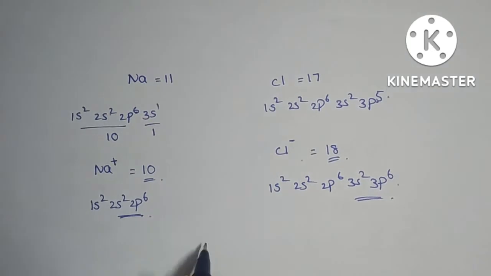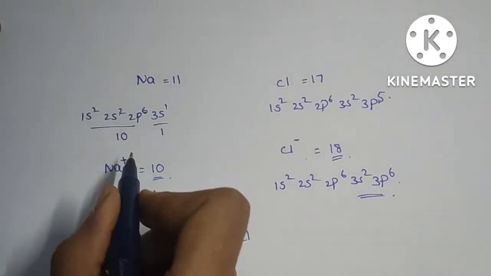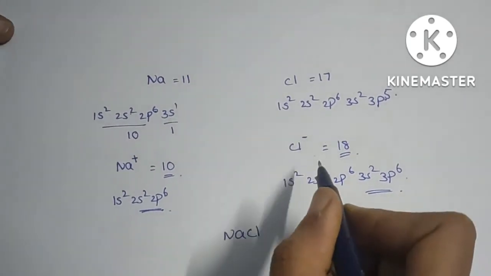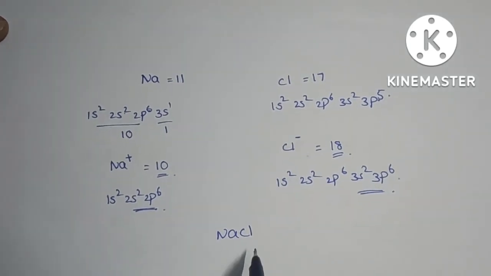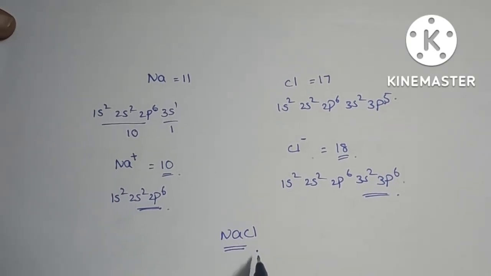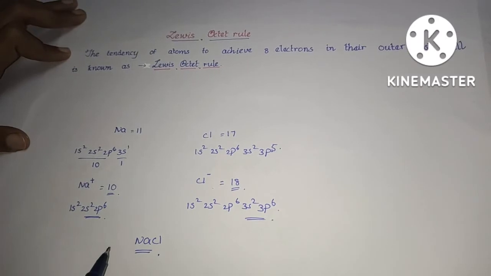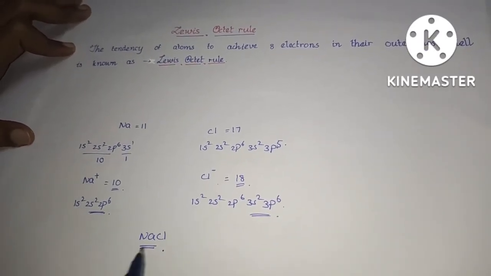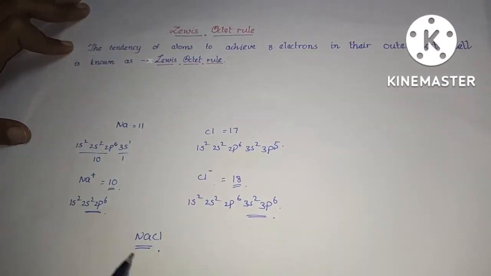In order to form NaCl, sodium can lose 1 electron and attain 8 electrons in the outermost shell, and chlorine can gain 1 electron and attain 8 electrons in the outermost shell. So it can form NaCl, a stable form. In this way, sodium and chlorine atoms try to achieve 8 electrons in the outermost shells in chemical combination. So this is known as the Lewis octet rule.